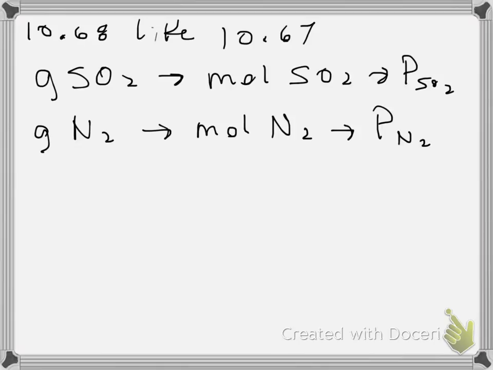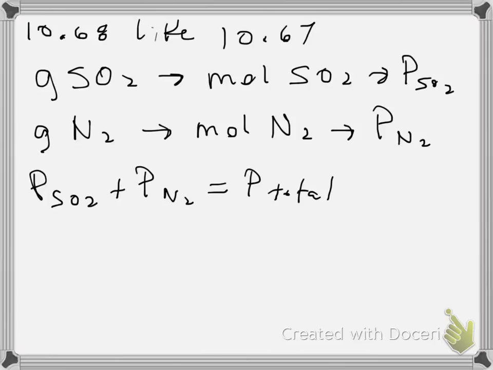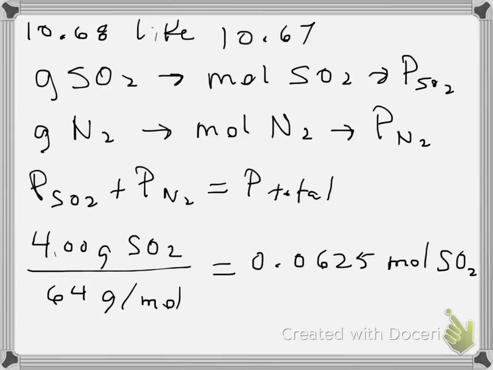And then, to get the total for part C, it's just the idea of partial pressures again. So the pressure of sulfur dioxide plus nitrogen gas is going to equal the total pressure in the container. So first we have 4.00 grams SO2, and then I'll leave a little bit of space there. I'm just going to rough that out and call it 64 grams per mole, 2 oxygens and 1 sulfur. 4 divided by 64, 0.0625 moles SO2.